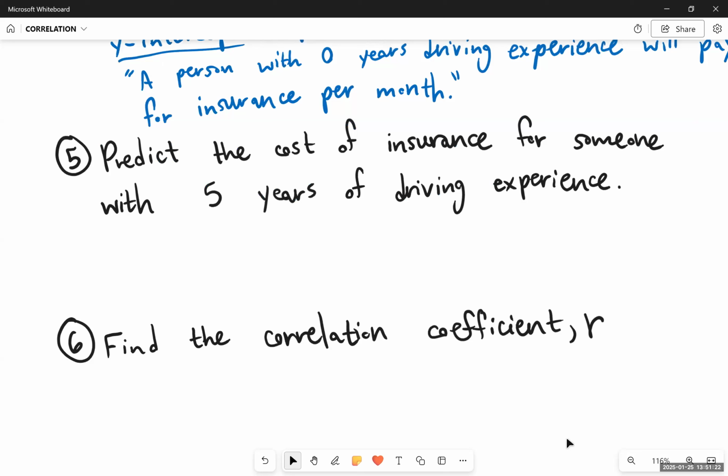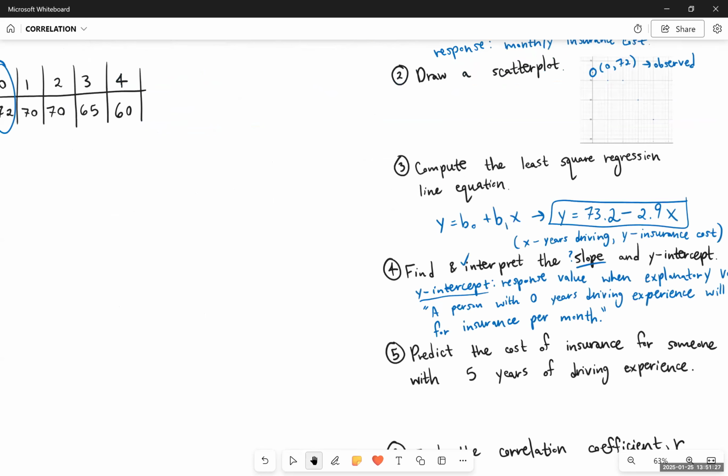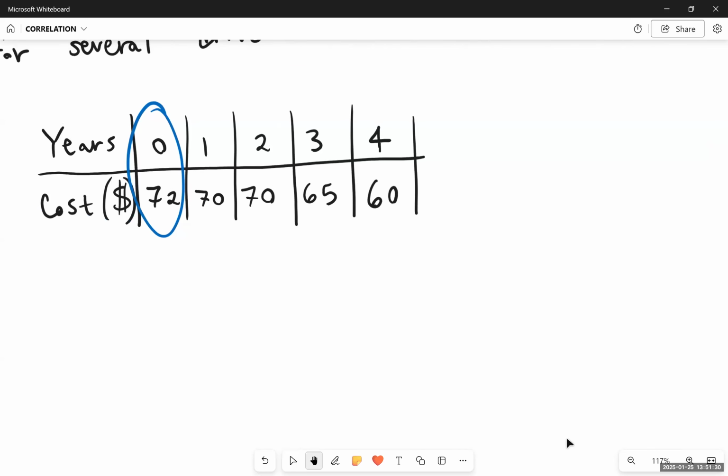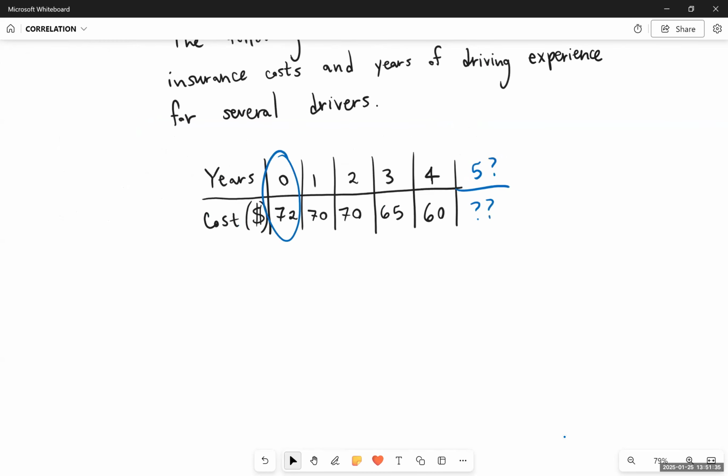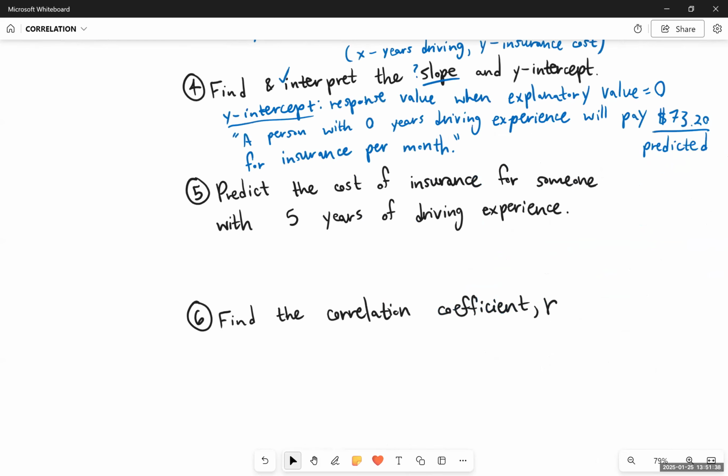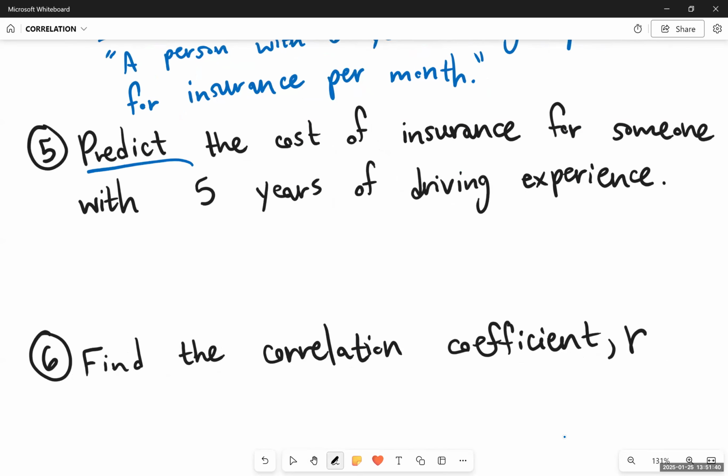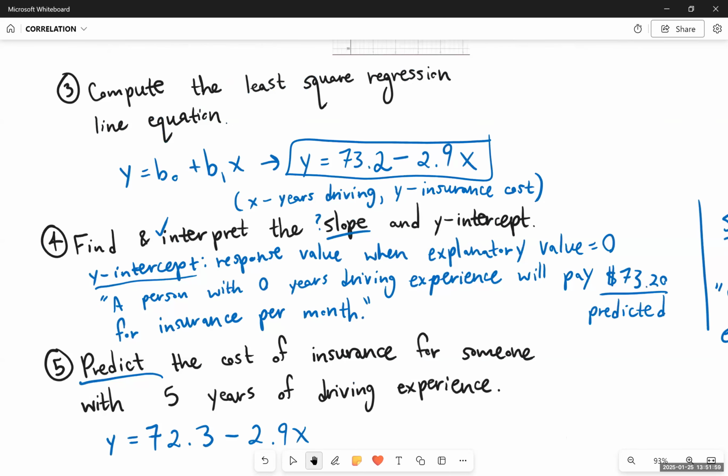All right, number 5 says predict the cost of insurance for someone with 5 years of driving experience. If you go back to your raw data set, you'll notice that the data set only stopped at 4. What about for 5? How much will they pay? Well, we don't know. We don't have an observed person who drove for 5 years, but we could predict, which whenever you see that word predict, that means use your line, your linear regression. I forget already. This was 73.2 or 72.3. But use that equation for your best fit line. Oh, great. Okay. So that was correct.